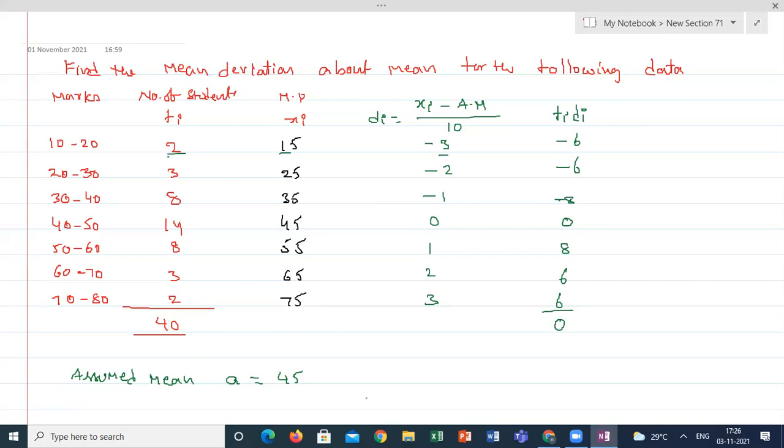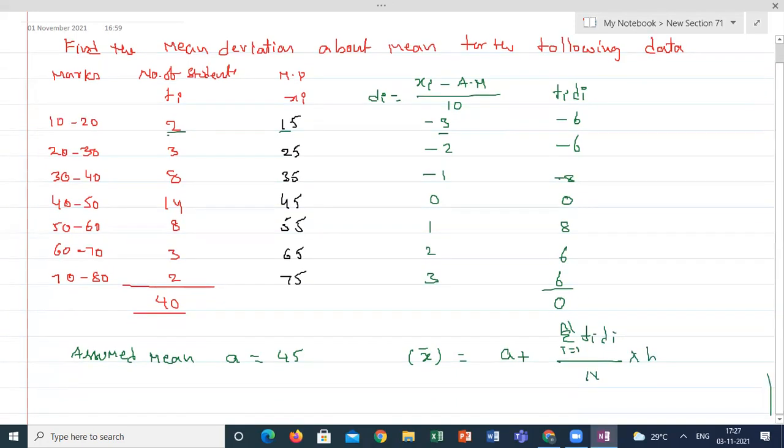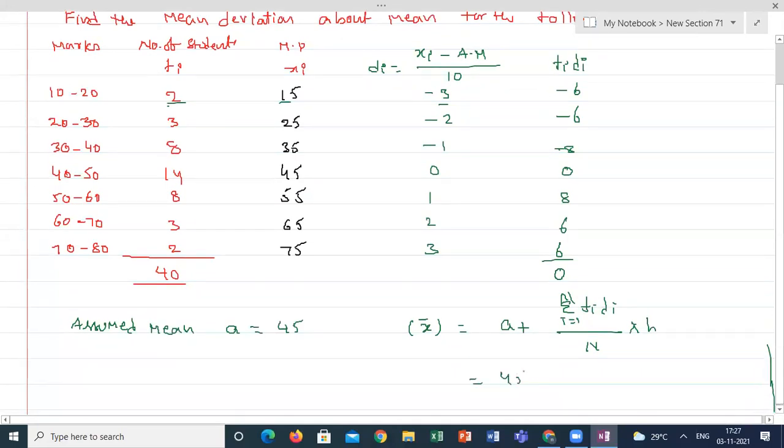From here, I'm calculating the mean. If I'm using the step deviation method, what is the formula for the mean? According to the step deviation method, the mean of the given data is A plus the sum over i equal to 1 to n of Fi di, divided by capital N into h. You know the respective values. So A is 45, plus 0 by N, which is 40, into h, the class interval, 10. So the mean is 45.